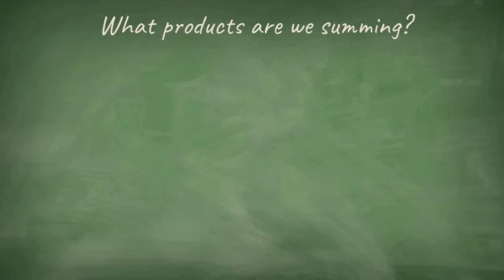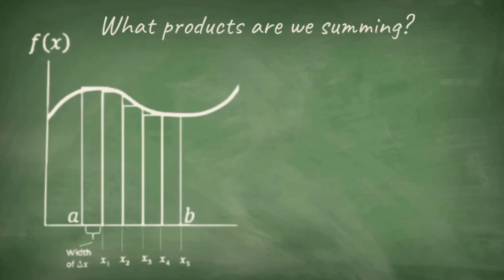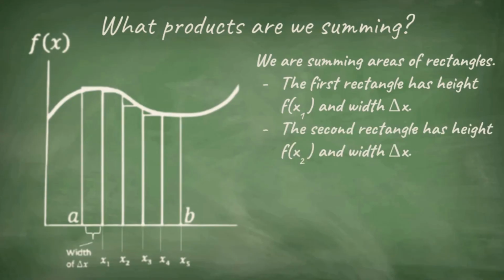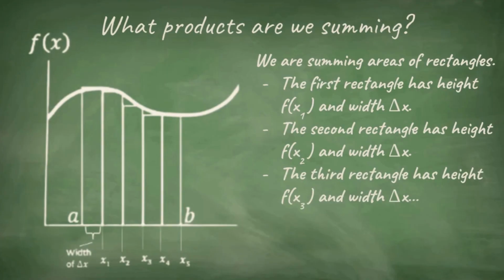So what products are we summing? Well, we're summing products that represent areas. Areas used to estimate the area between a curve and the x-axis. Let's break it down. We are summing the areas of rectangles. The first rectangle has height f of x sub 1 and width delta x. The second rectangle has height f of x sub 2 and, again, width delta x. The third rectangle has height of f of x sub 3 and width delta x.